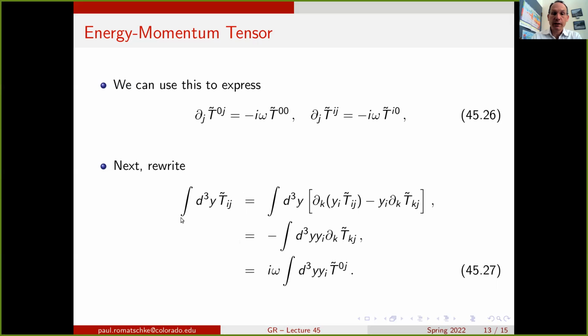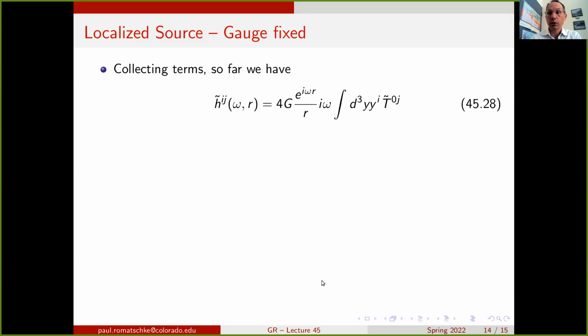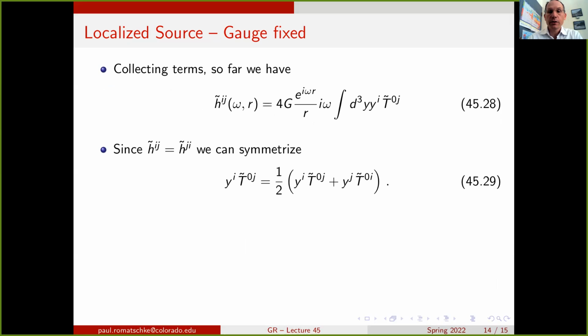Okay, so now that we have rewritten this integral once, we can collect the terms we have found so far, and we find for the strain rate for a localized source the following expression, which is now written in terms of an integral over the coordinate yi times the 0j component of the energy momentum tensor. It turns out that we can use the fact that the metric field is symmetric, so that means the strain has to be symmetric too, to rewrite this right-hand side and symmetrize it. So just writing yi t0j as 1/2 yi t0j plus the other way around, yj t0i.